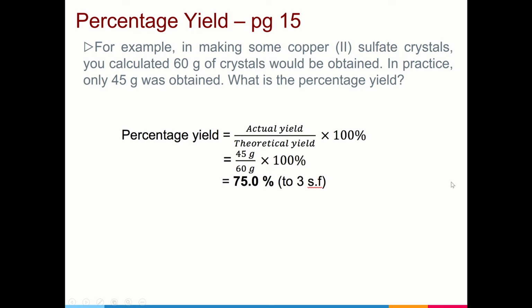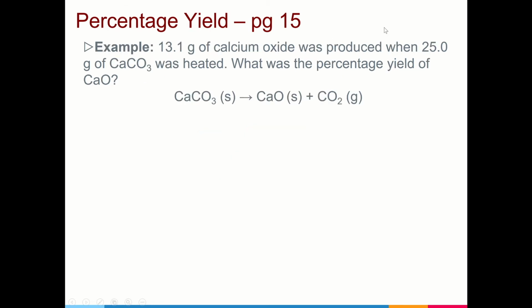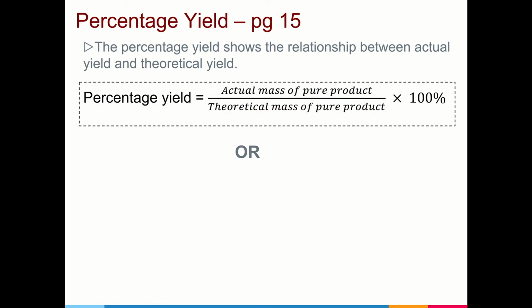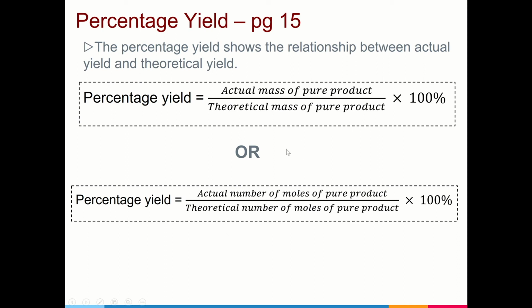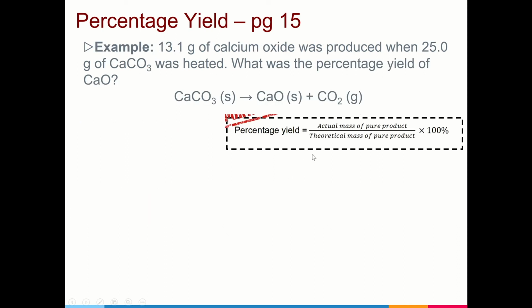So let's try one question. Let's take a look at this example here on page 15. You are given 13.1 gram of calcium oxide that's produced when you heat 25 gram of calcium carbonate. First of all, you want to find percentage yield. This is the actual amount produced. You need to have the theoretical amount to calculate the percentage. So I use either this or this, either one. This is my actual yield, fill in the blanks.